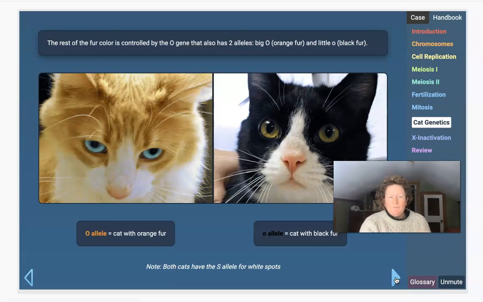So that's separate from the orange and black. The rest of the fur color is controlled by the O gene that has two alleles. Big O is orange fur and little o is black fur. So this is a cat with orange fur. This is a cat with black fur.